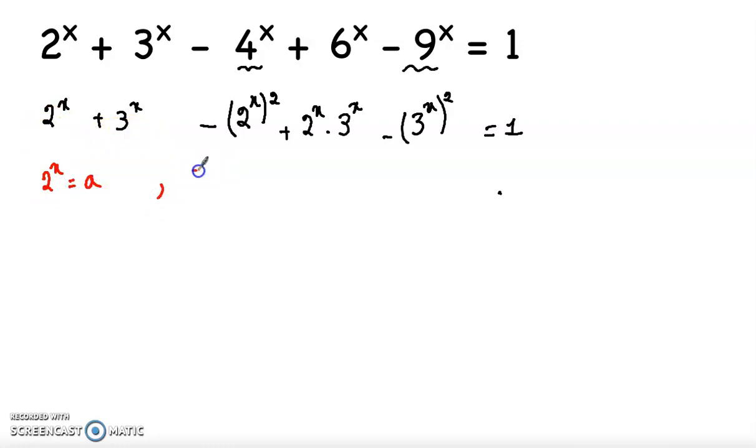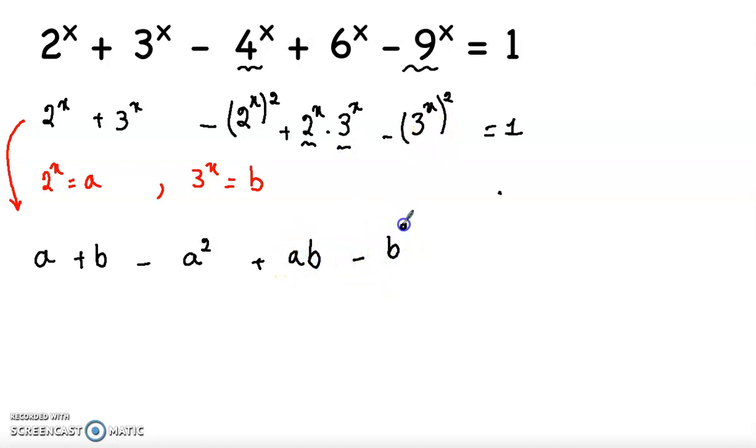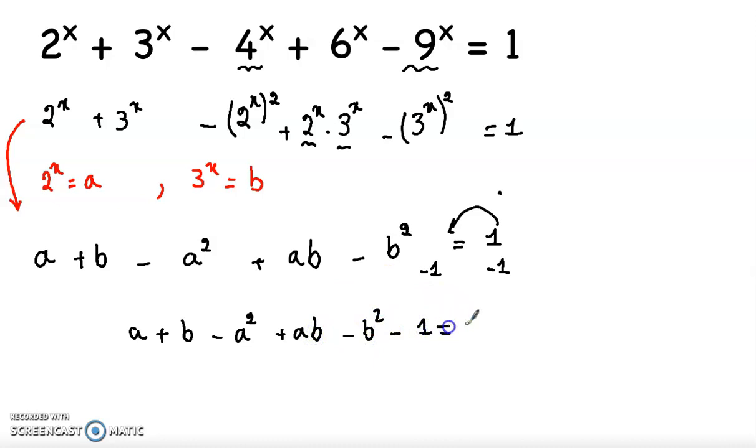And now we will replace 2 to power x by a and 3 to power x by b. So we will get a plus b minus a squared plus ab minus b squared equal to 1. Bring 1 to this side, so minus 1 and minus 1 here. So we have a plus b minus a squared plus ab minus b squared minus 1 equal to 0.